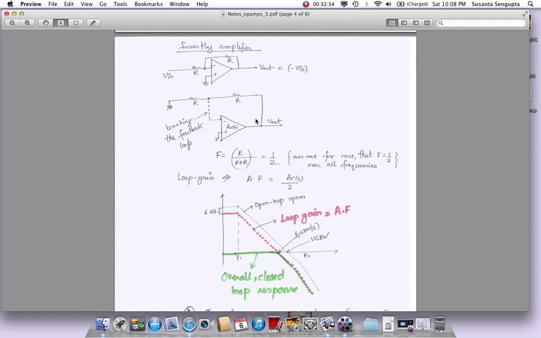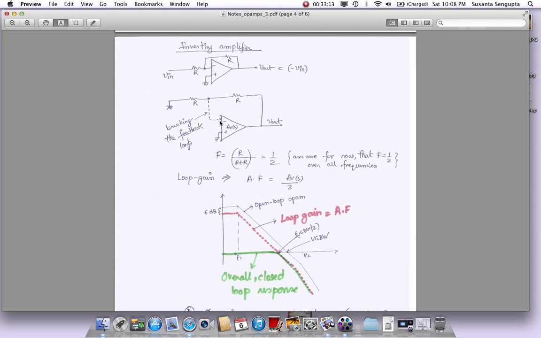What is the voltage here? If you have some V out here, what is the voltage here? That would be R divided by 2R, which is half. If the R values were different, this would have a different value. So we have found the feedback factor for this circuitry is half.